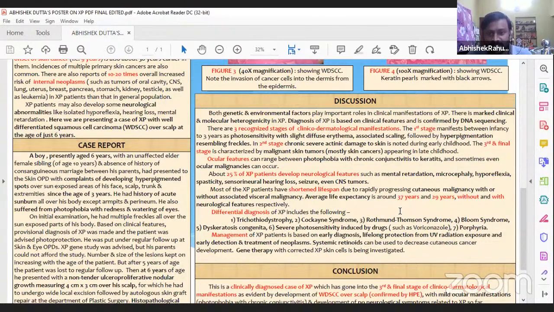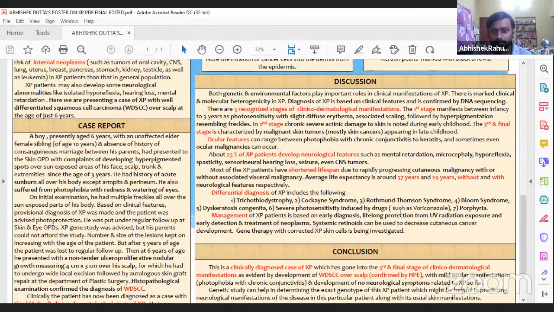About 25% of the patients can develop neurological features such as mental retardation, microcephaly, hyporeflexia, spasticity, sensorineural hearing loss, seizure. Even CNS tumors can also occur. These patients have shortened lifespan mainly due to progressive cutaneous malignancy with or without associated visceral malignancy. The average life expectancy is around 37 years and 29 years without and with neurological features respectively. Differential diagnoses include trichothiodystrophy, Cockayne syndrome, Rothmund-Thomson syndrome, Bloom syndrome, dyskeratosis congenita, severe photosensitivity induced by drugs like voriconazole, porphyria. Management include early diagnosis, lifelong protection from UV radiation exposure, early detection and treatment of neoplasms.